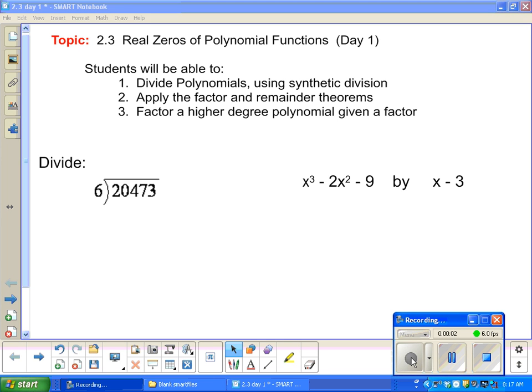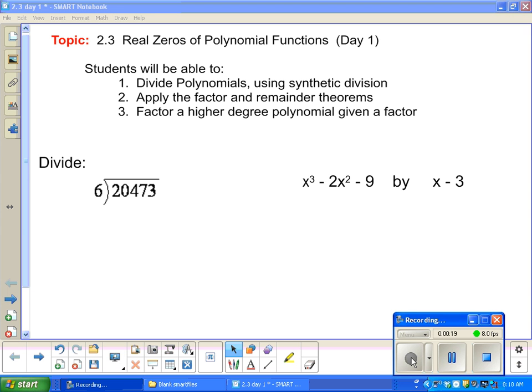All right, today we're starting with 2.3, real zeros of polynomial functions. We'll be spending 2 days on 2.3. We're going to first start looking at dividing using synthetic division, one of my favorites. Apply the factor and remainder theorems and factor a higher degree.